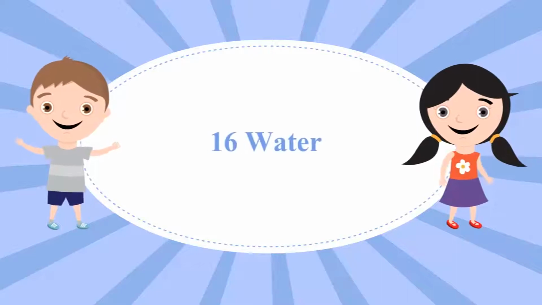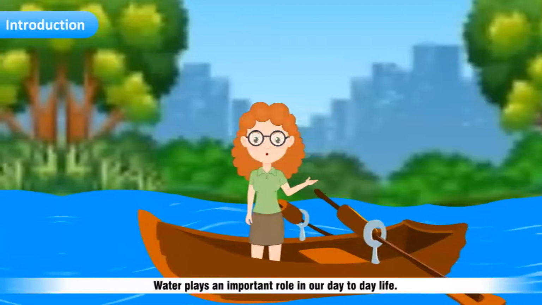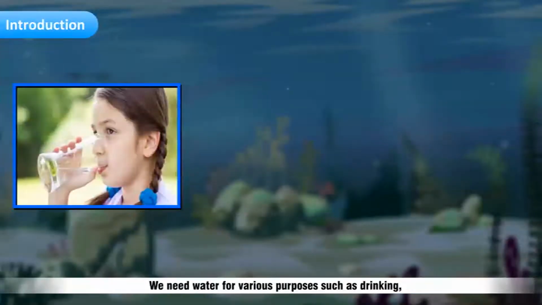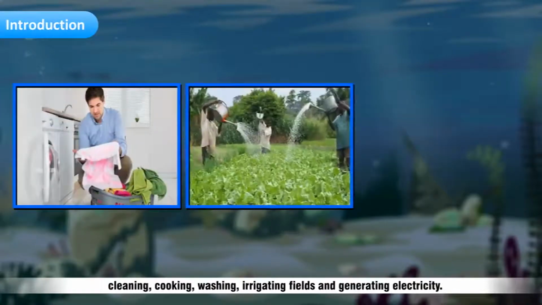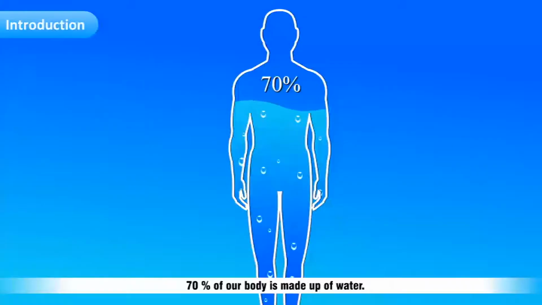Chapter 16: Water. Introduction. Water plays an important role in our day-to-day life. We need water for various purposes such as drinking, cleaning, cooking, washing, irrigating fields, and generating electricity. 70% of our body is made up of water.